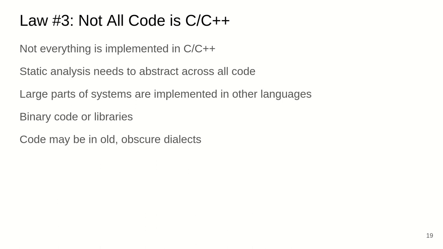There could be binary code or libraries, or even some code maybe in old and obscure dialects of C and C++. When was the last time you wrote Kernighan-Ritchie C, right? So there could still be code out there that needs to be compiled.